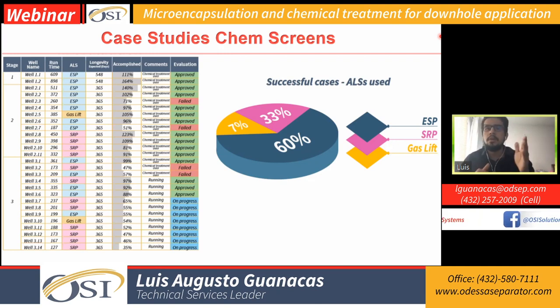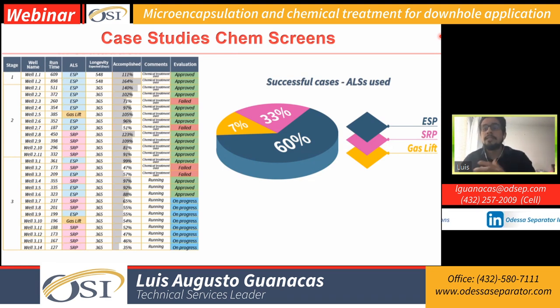If you can see in the summary table, we did this pilot test in three stages: stage number one, number two, and number three, for a total of 27 wells. So we installed our chemical treatment in 27 wells.